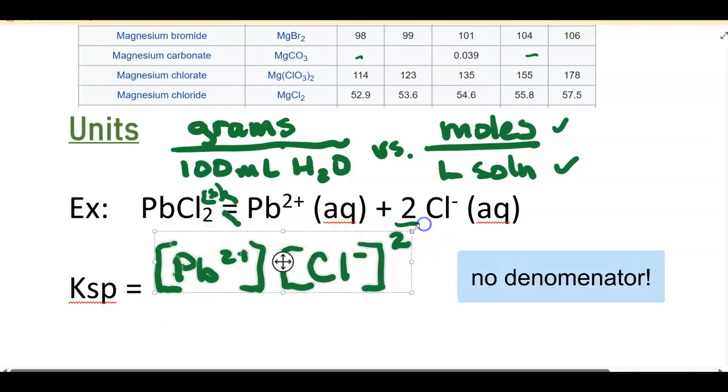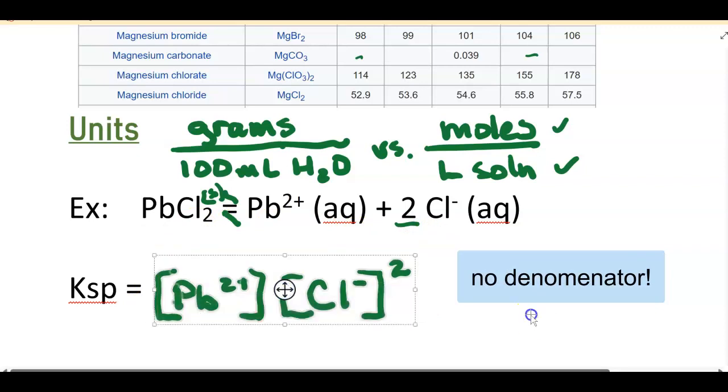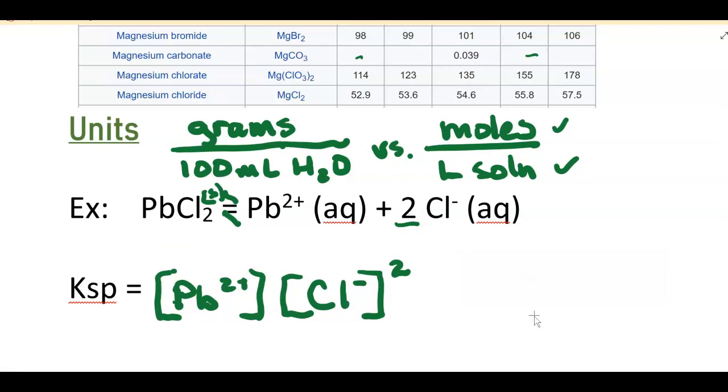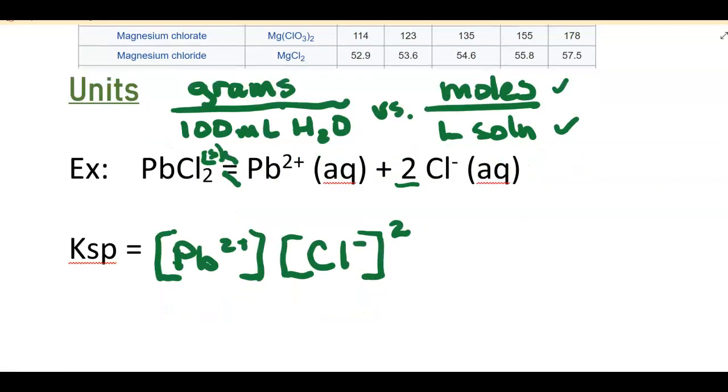It's not in solution, it's not shown in brackets, and it's not a gas pressure because it is a solid salt. So our equilibrium expression is simply the equilibrium constant with the subscript SP for solubility product constant, which is the concentration of our products raised to their exponents.